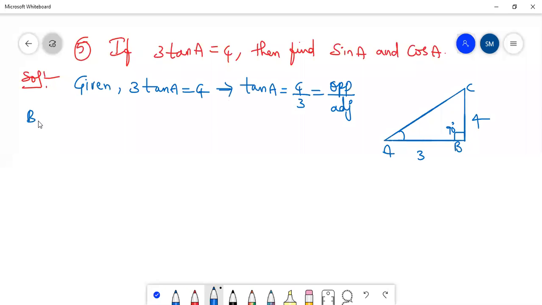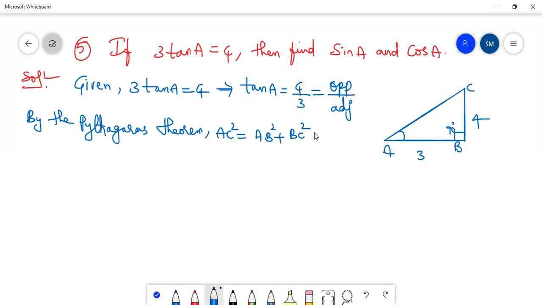Again by the Pythagoras theorem, AC square is equal to AB square plus BC square. This is equal to 3 square plus 4 square. Then AC equals under root of 9 plus 16, which is under root of 25, equal to 5. So the hypotenuse is 5.